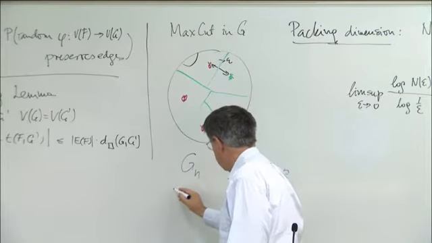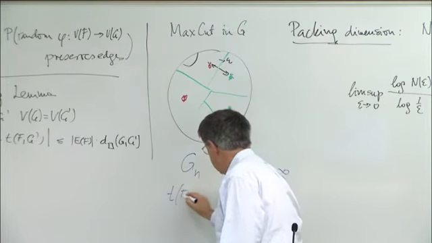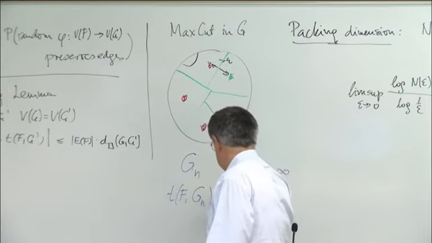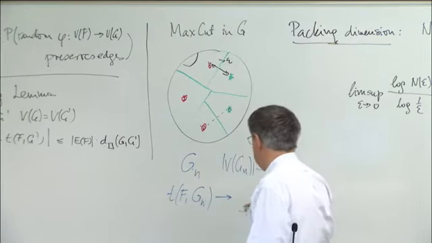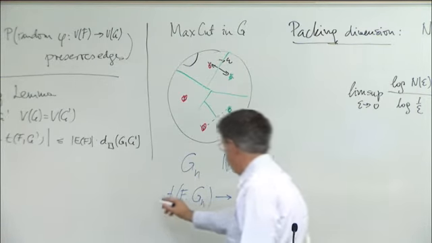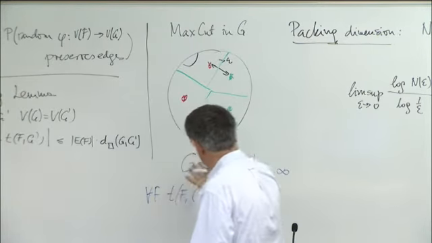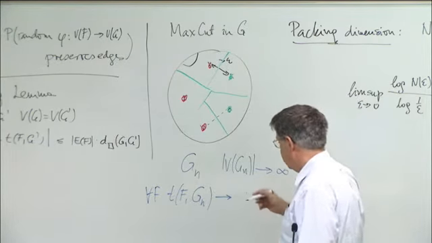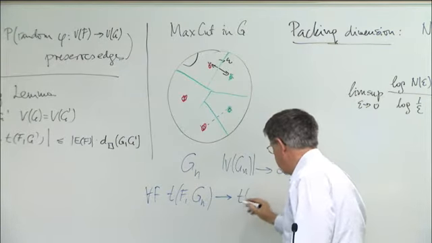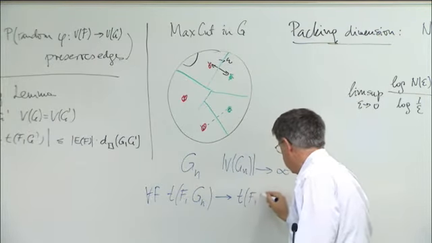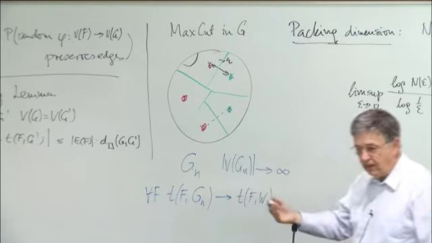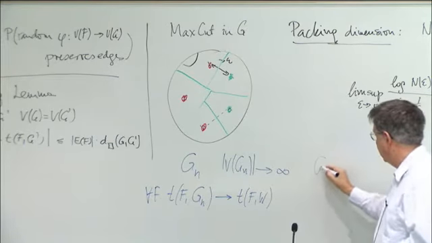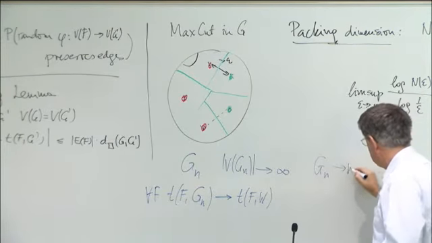then you can look at a fixed f and take its density in Gn. And now suppose that this tends to some limit for every f. Then we say that this sequence Gn is convergent. And the theorem is that the limit can always be represented by a W. So there's always a W to which it tends. So Gn, in this sense, tends to some limit W.